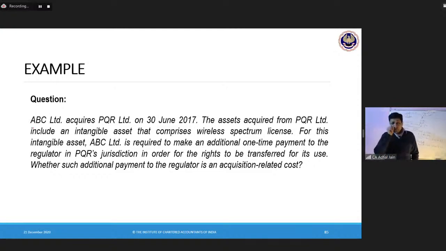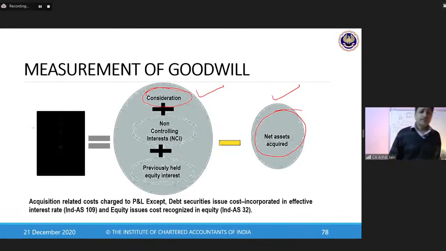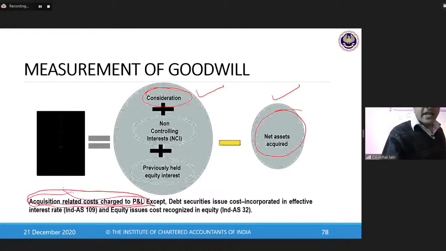Let me just tell you, if there are any costs of acquisition or any costs related to acquisition, those are required to be expensed off. Acquisition-related costs are charged to P&L under Ind AS 103, except debt security issue costs. What are debt security issue costs? Costs incurred to issue debt. What do we do with that? Remember Ind AS 109? We compute the effective interest rate. Similarly, if there are any costs incurred to issue equity, what do we do? We adjust that with equity. Again, go back to the principles of Ind AS 32. So if there are any acquisition-related costs, all of them will be charged off.